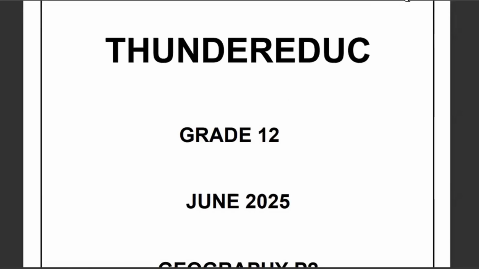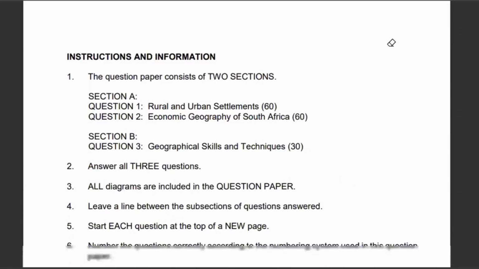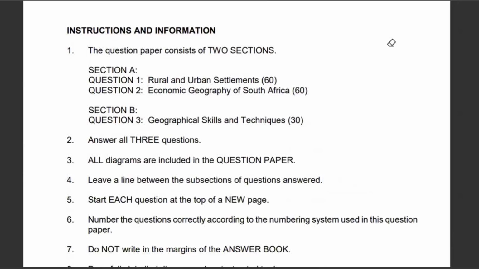So we are going to go through our paper, and as you understand, our Geography paper 2 comprises two sections. The first section, Section A, is a theory section, which has two questions in theory. The first question is rural and urban settlements, which is 6 marks. Then we have question number 2, economic geography of South Africa, 6 marks. And Section B is geographical skills and techniques, which is our map work for 30 marks.